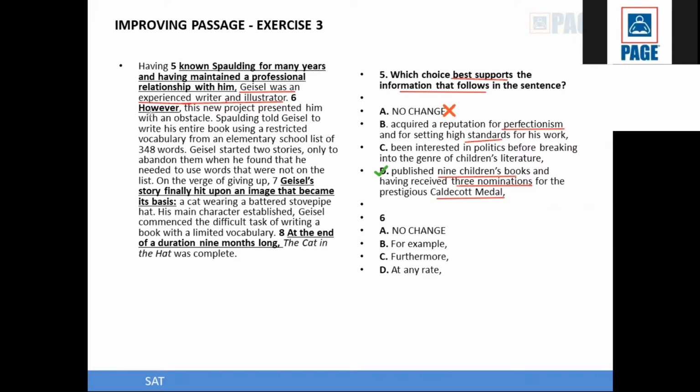The first thing is we need to look at the word experience. Okay, I'll read further. This new project presented him with an obstacle. What is that obstacle? His entire book using a restricted vocabulary from an elementary school list of 348. So if he is a perfectionist with a reputation for high standard, then why would they ask him to write a book for elementary school? Because he uses high standards for his work, and then they asked him to use a simple vocabulary, so that doesn't match.